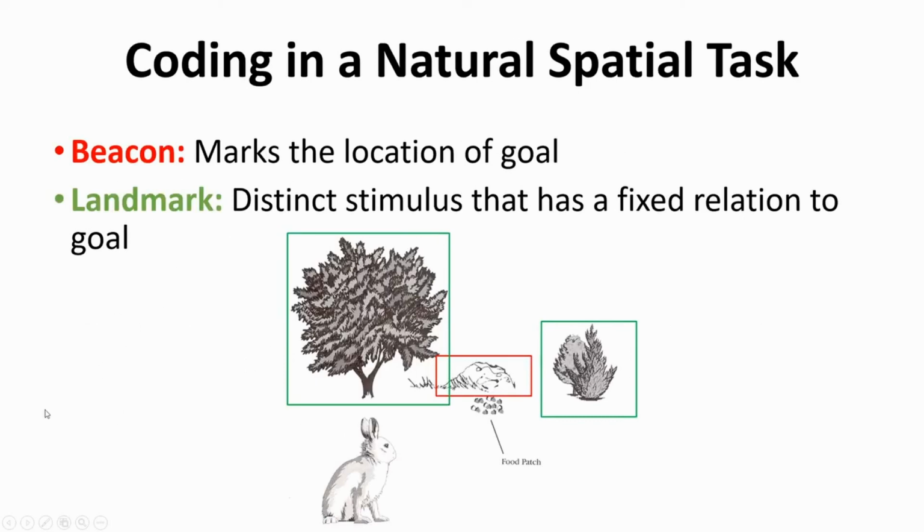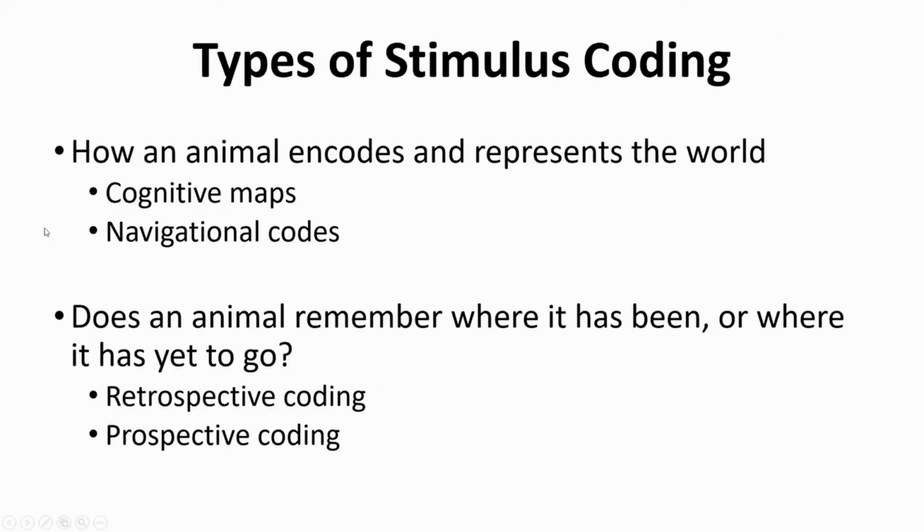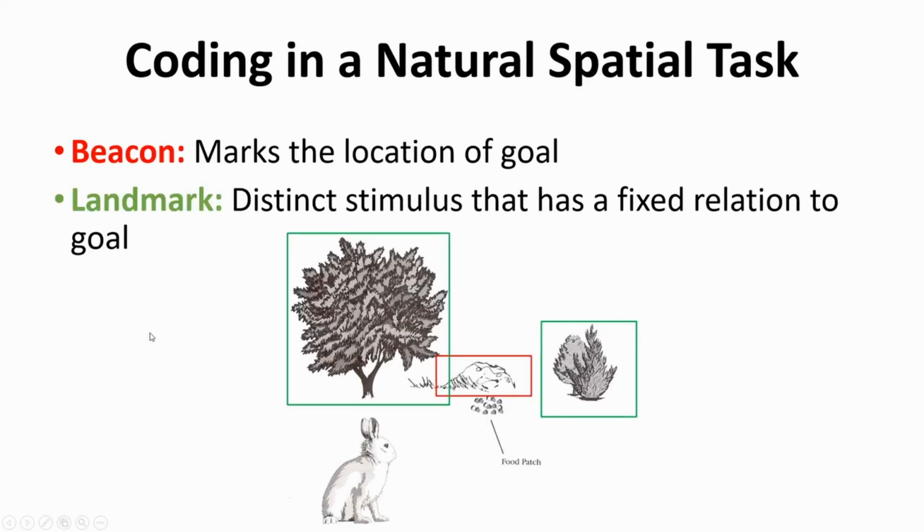So if we start talking about coding in a natural spatial task, we can talk about beacons and landmarks, which would both be kinds of navigational codes because we might store information about items, stimuli, that can act as a beacon or a landmark. So when we're talking about beacons and landmarks, a beacon is just a spatial cue that is located right next to the goal. So if we look at the bottom here, we have a rabbit, and there's a food cache that they might have hidden or that they might have easy access to, or maybe that an experiment has made available to them.